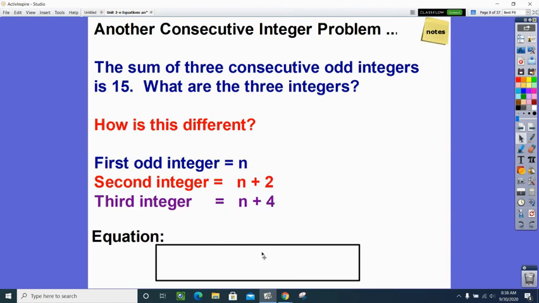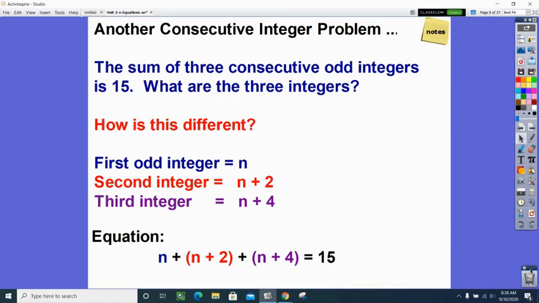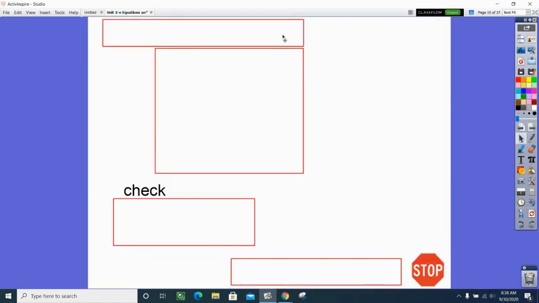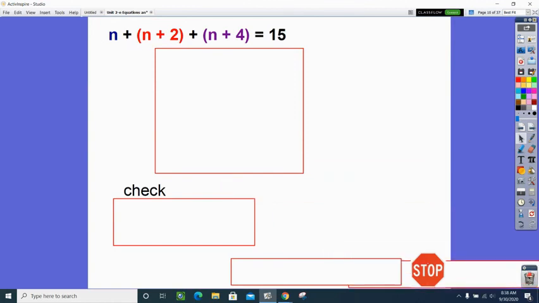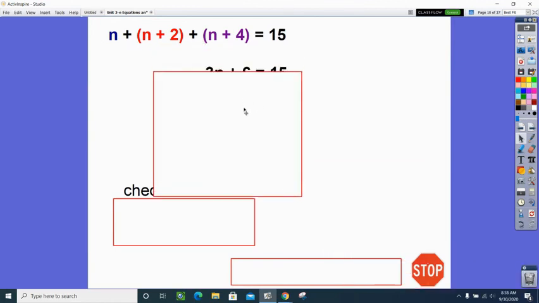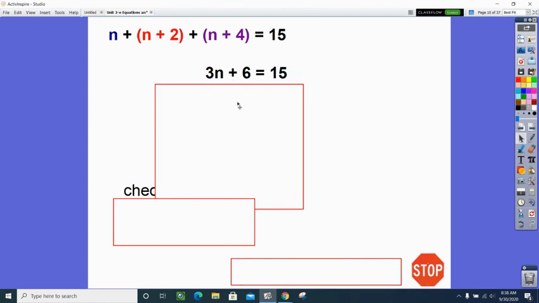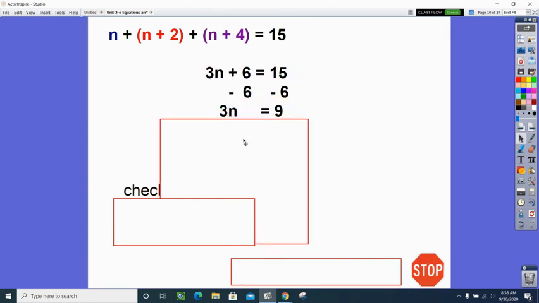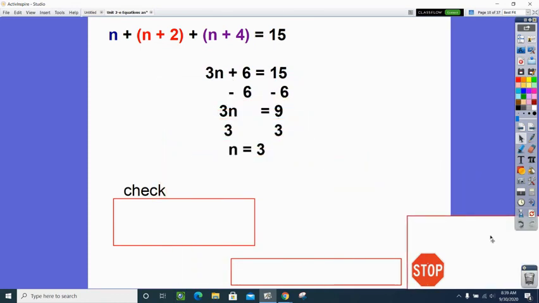I'm going to total them up to the silly number of 15. Parentheses not necessary. I'm going to join up my like terms. There's 3 n's and 2 plus 4 is 6. It's a 2-step equation. And here, you do not want to get a decimal or fraction. If you do, something's wrong. You've done something wrong.